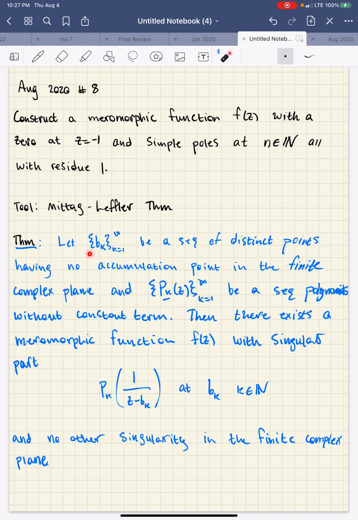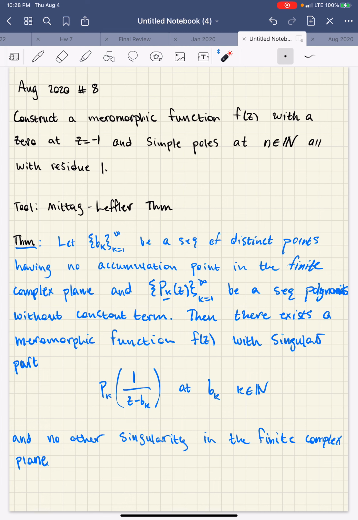So we're going to let b sub k be a sequence of distinct points in the complex plane having no accumulation point. Okay, no accumulation point. This is important. Furthermore, the Mittag-Leffler theorem requires the sequence of polynomials in the variable z. So that's what these p sub k's are. We've got an infinite sequence of polynomials all in the variable z. And the big deal with these polynomials is that they do not have a constant term.